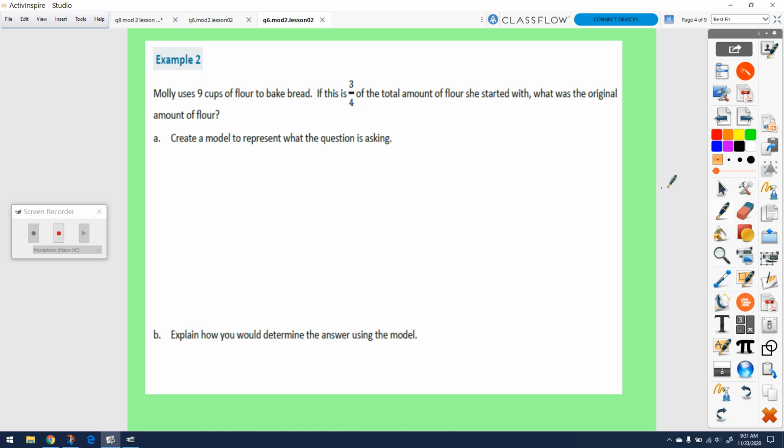And we're going to take a look at example 2. Example 2 is on page 15 in your textbook. It starts with Molly using 9 cups of flour to bake bread. If this is 3/4 of the total amount of flour she started with, what was the original amount of flour? So let's look at that. We're going to start with a tape diagram. Okay, so let's get ready and draw.